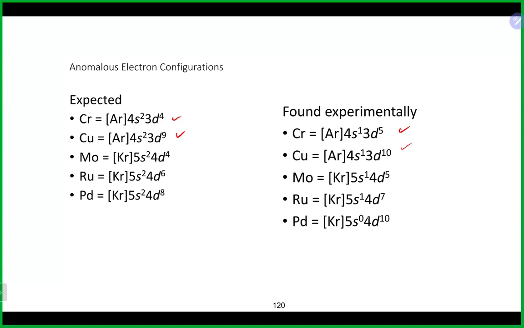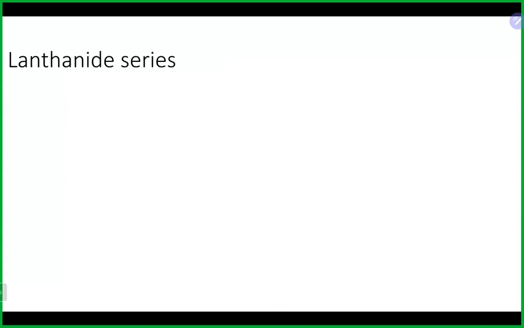You can see something like Pd, for example, here has no electrons in the s. They've all been moved up to the d. Most of these elements here are below chromium and copper on the periodic table, and so there are a lot of exceptions in that area.